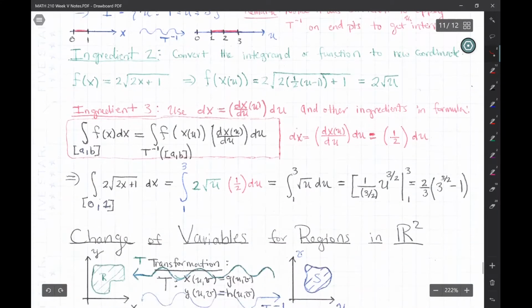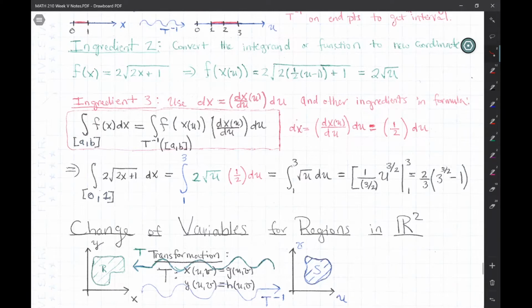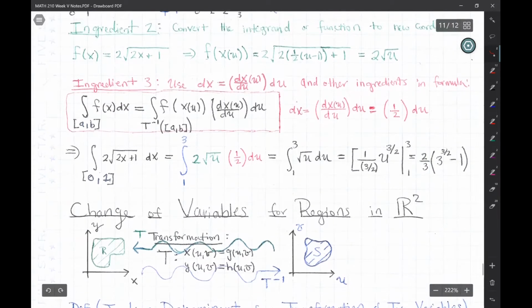And how do you do u substitution for double integrals? Well, you can't just do it with one u, right? You have two variables, x and y. If you want, you could call this uv substitution, although I don't think anyone ever calls it that. We're instead going to call this a transformation, and the transformation maps the region S to R, with the inverse transformation the other way around. And notice now this S is in the uv plane.